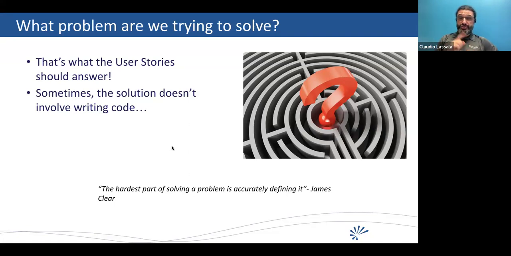I was asking what problem we are trying to solve. That's what the user stories should answer. What is the problem that we're trying to solve? Sometimes the solution does not involve writing code, because it's very easy for developers to say, oh, this is a user story, okay, I know the code to write. But wait, maybe the solution to the problem does not involve writing code at all.